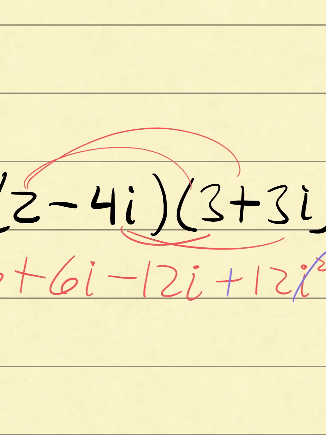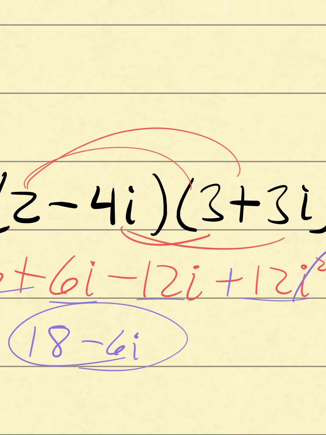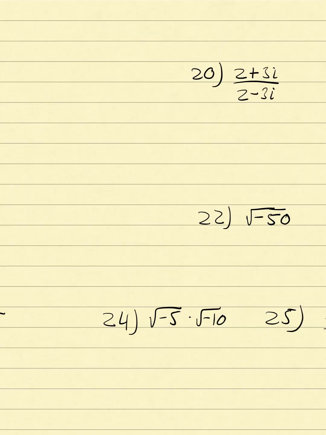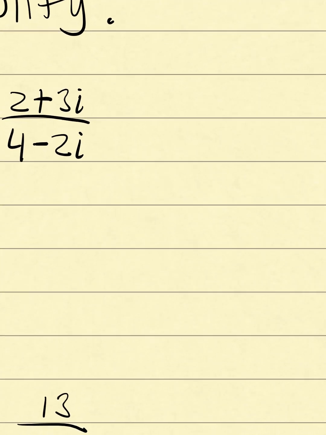All right, so now let's combine. Real plus the real is 6 plus 12 is 18. 6i minus 12i is negative 6i. All right, so you get 18 minus 6i. All right, let's keep going.